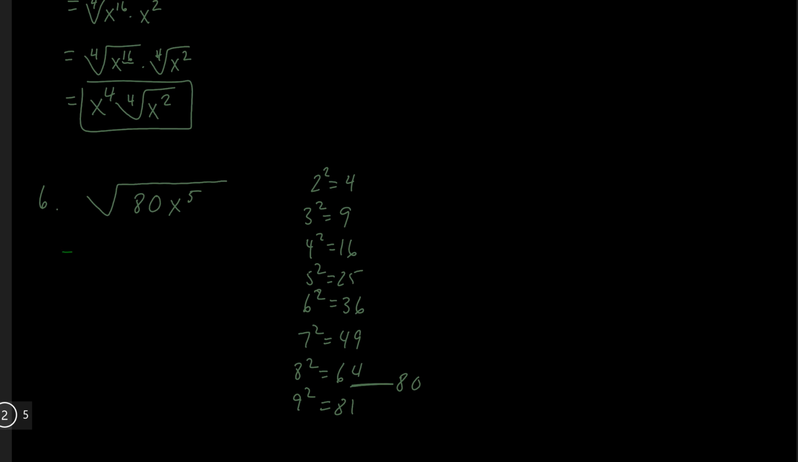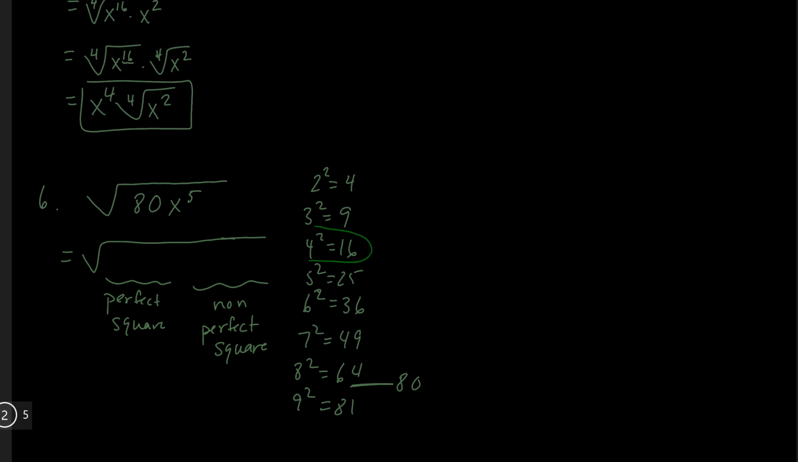So what we actually want to do here is break this into two pieces. Here, we'll put all the perfect square factors. And here we'll put all the non-perfect square factors. So, since we're going to take 80 and split that up, we can look down this list and figure out that 16 is the greatest factor of 80 that's a perfect square.